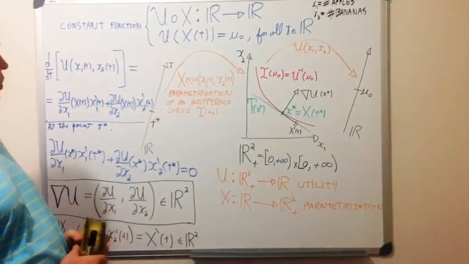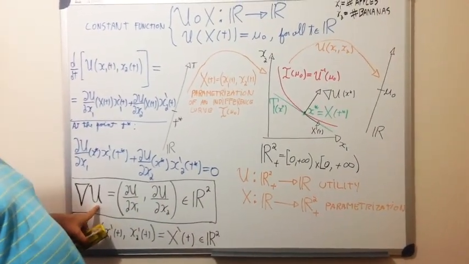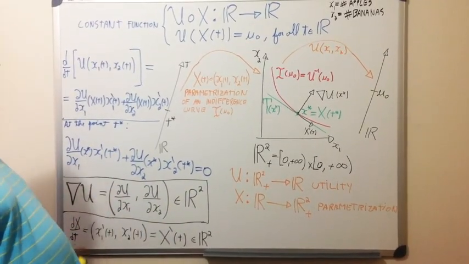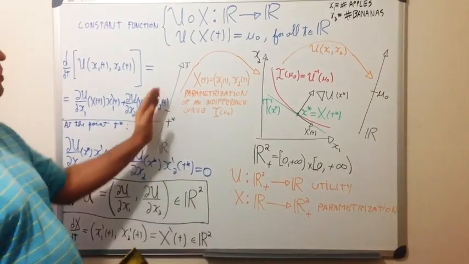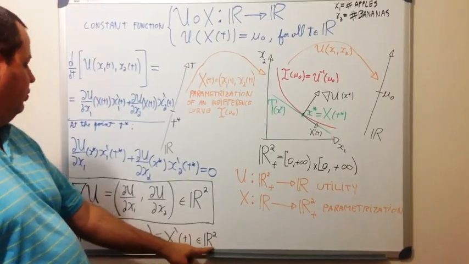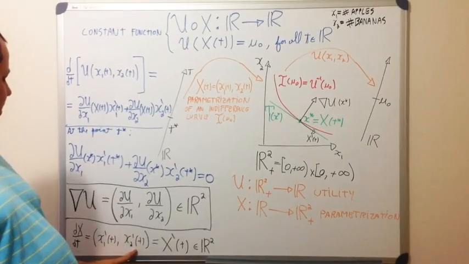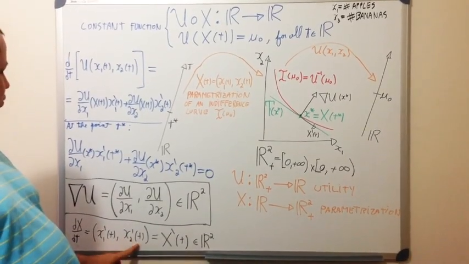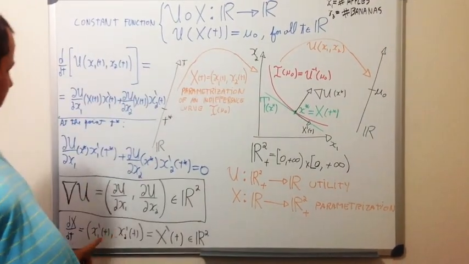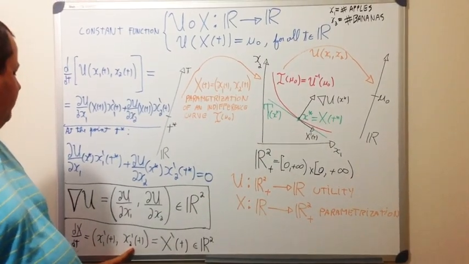So, what we do, we compute the gradient. The gradient of the utility function is the vector made from the partial derivatives. And we also can take the derivative of this parametrization function. It's going to be a vector also in R2, two dimensions, where you take the derivatives of each one of the coordinate functions x1 of t and x2 of t. Okay? So the derivative of this vector function is made by the derivatives of each coordinate of this vector.